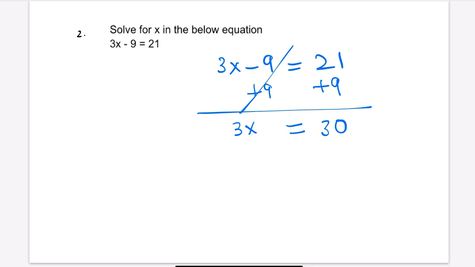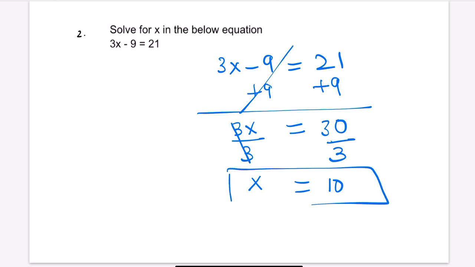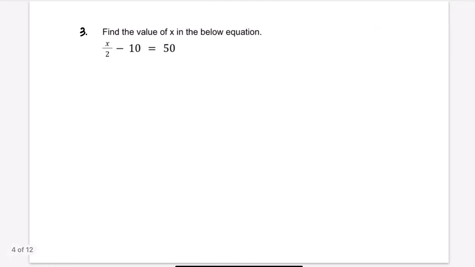Again, I have 3 times x, but I've been asked to solve for x. So let's separate 3 out. So let's divide both sides by 3. 3 over 3 is 1. 1 times x is x on the left side. And on the right side, you're left with 30 over 3, which is 10. So this is the answer for this problem. All right. So let's move on to the next problem here.